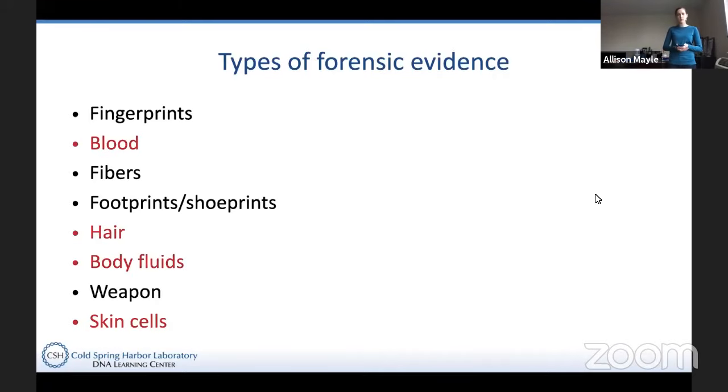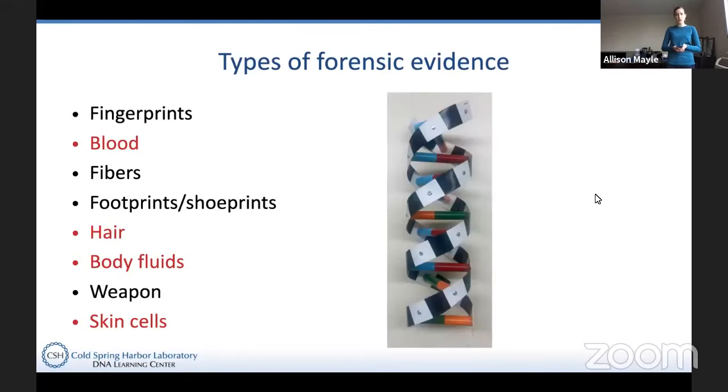So let's talk about some of these other types of evidence that I've highlighted here in red. Blood, sometimes hair, depending on how the hair was left at the scene, sometimes other body fluids, and skin cells. What do these things all have in common? If you think about it, these things all have in common that they might be a source of DNA.